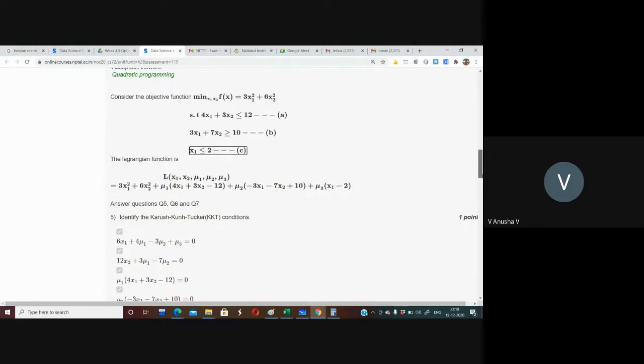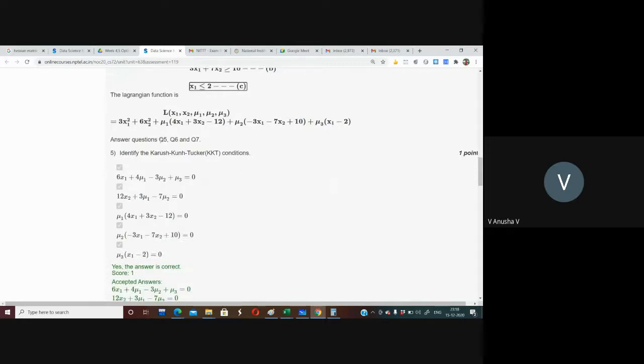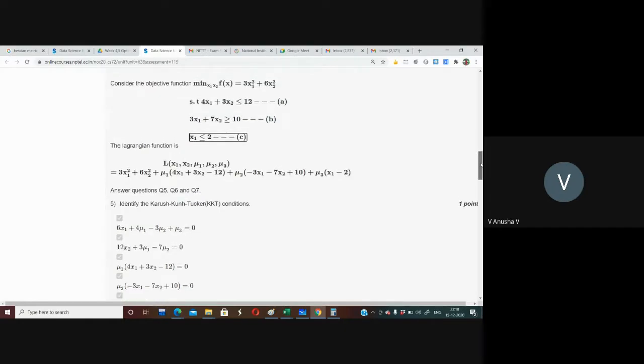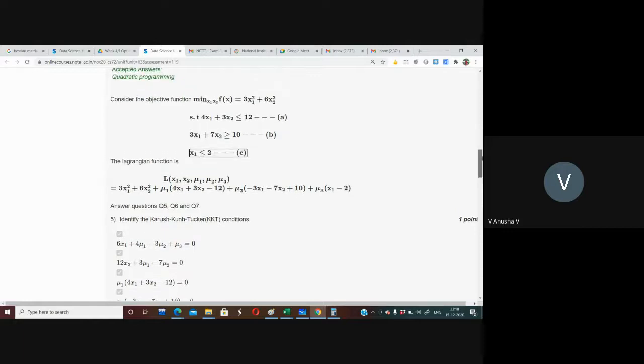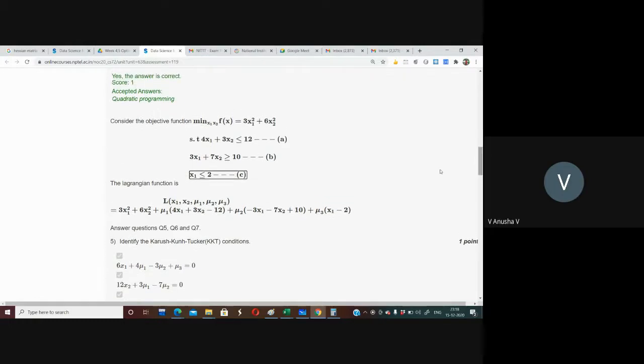So we need to answer these three questions. First, identify the KKT conditions, Karush-Kuhn-Tucker conditions. Sorry, I don't know the pronunciation, I'm just calling it KKT conditions. So here I can just say, what are the conditions to find out? First of all, you need to do dou f by dou x1, this whole expression, and dou f by dou x2. So you need to differentiate. Let me write this one.